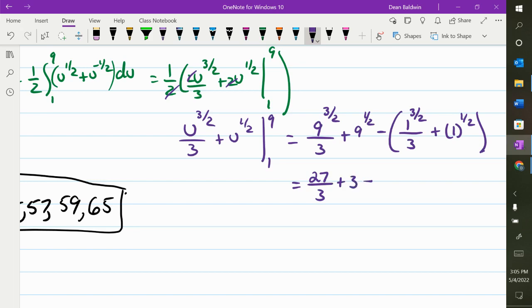Minus. The 1s are nice because they're just 1s. 1 to the 3/2 is just 1. And 1 square root is just 1. But there's a minus out there, so it's minus 1. And this is why I left it as 27 over 3, because I have 27 over 3 minus a 1/3, which is 26 over 3. 3 minus 1 is?